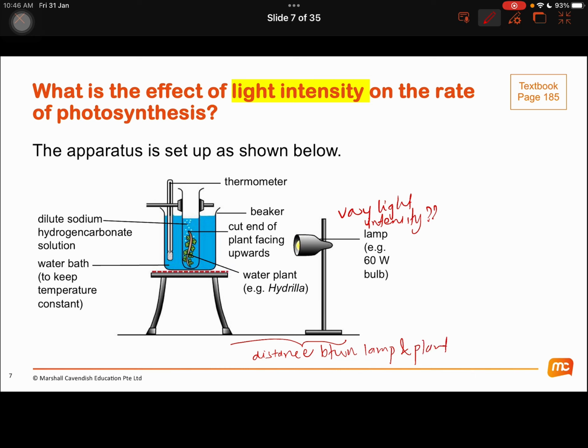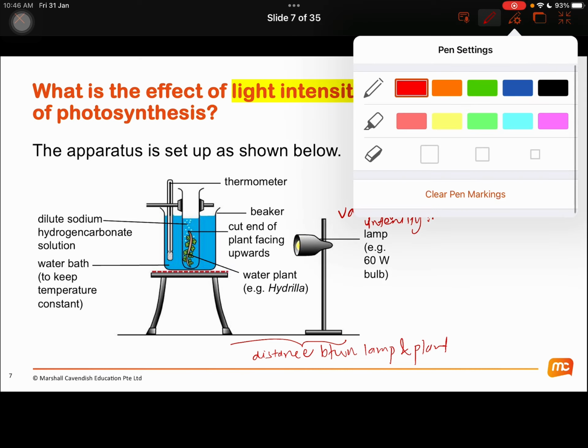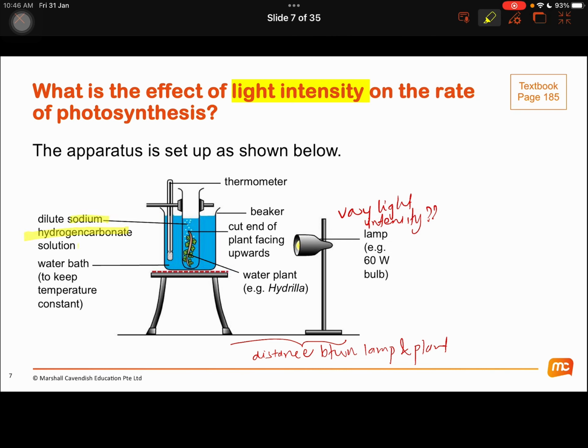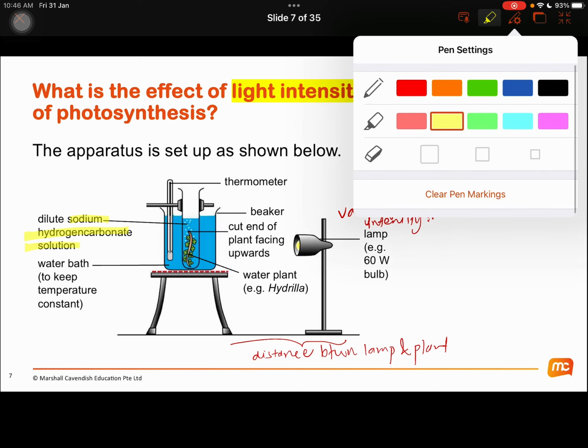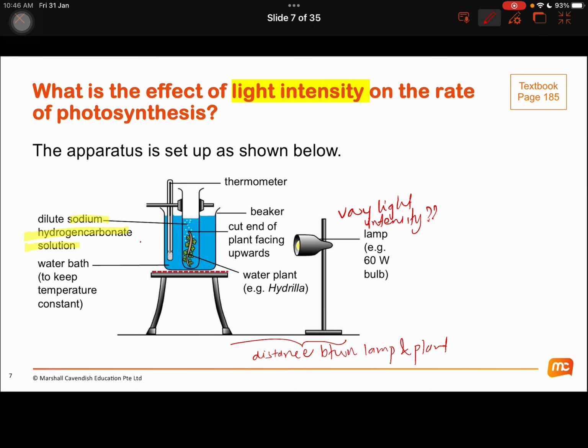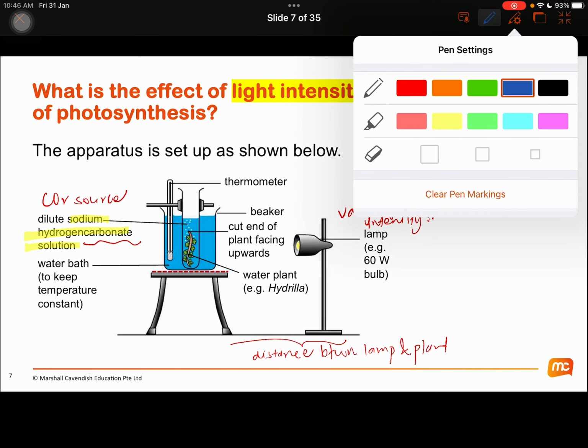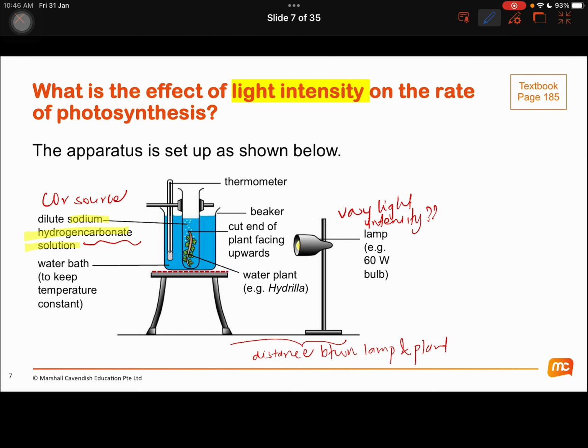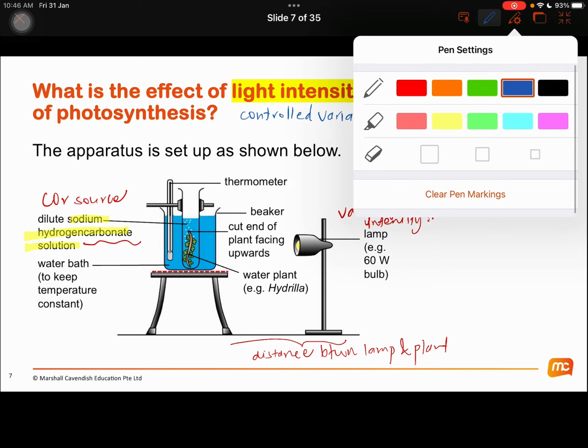And before I proceed on to the video, let us do a little recap on the purpose of using hydrogen carbonate solution. So by now, you should know that as the name suggests, carbonate, it's a source of carbon dioxide for the plant to photosynthesize. Alright, and as you look at this setup, I want you to also be able to identify controlled variables. So what are some controlled variables that you can see in the image? Okay, I'll highlight in blue to show you that.